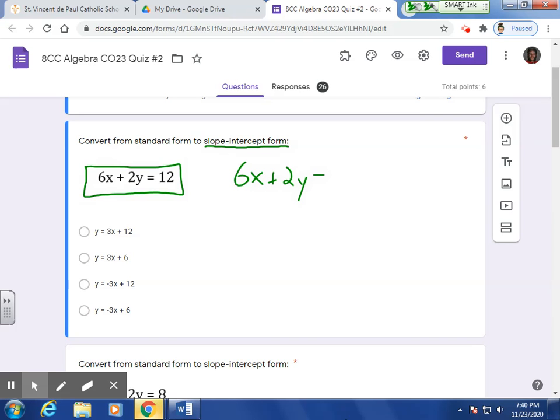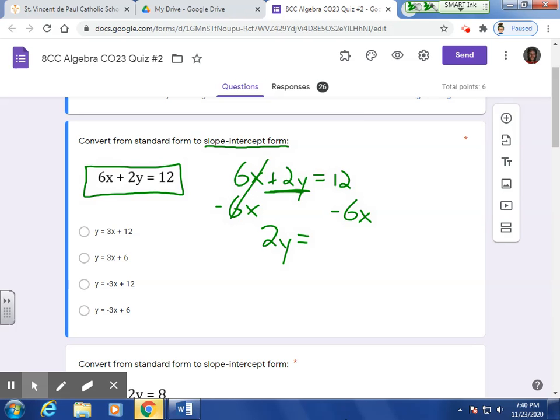6x plus 2y equals 12. Our first step is going to be subtracting 6 x's. We're going to move those x's over to the other side. And we use opposite operations to do that. And again, I'm going to really stress here, pay attention to that sign. I think that's what's throwing us off in the second two that we'll talk about here.